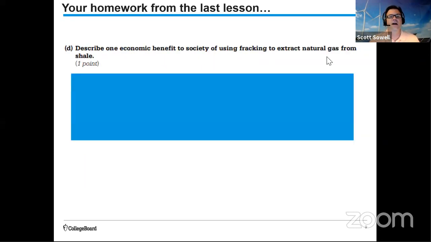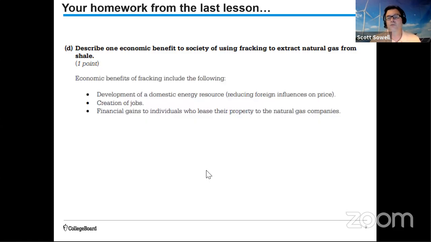And D says, describe 1 economic benefit to society of using fracking to extract natural gas from shale. So you could have put, we don't have to rely on foreign sources of oil so that foreign influences don't affect our price as much. Jobs, that's always a good option if it asks for an economic benefit, because a lot of the things we're talking about need to be built and maintained, and that is a source of jobs.